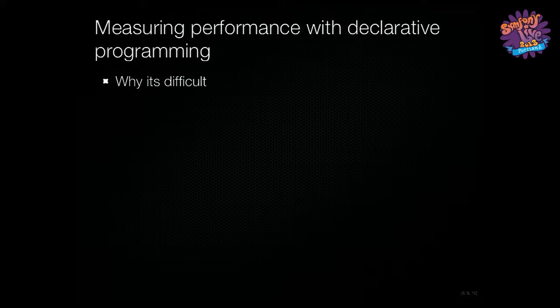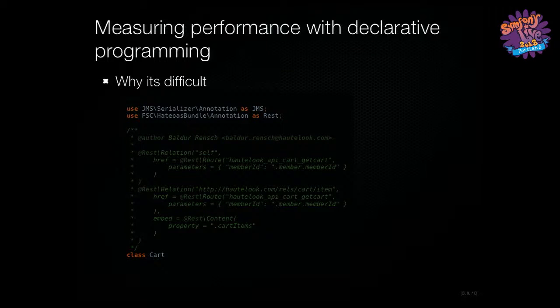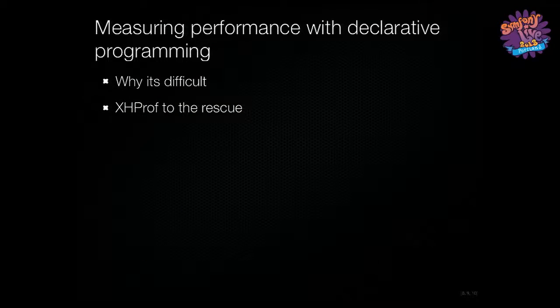But where do you measure here? We have annotations, or you have config files. How do you find out where the slowness comes from? What you need to optimize? The answer is, there are tools to do that. One we use is a tool called XHProf.